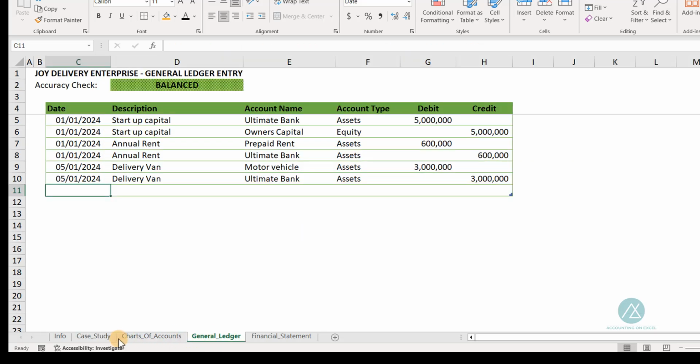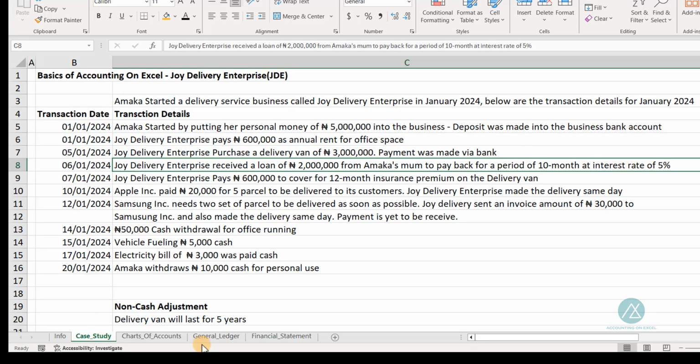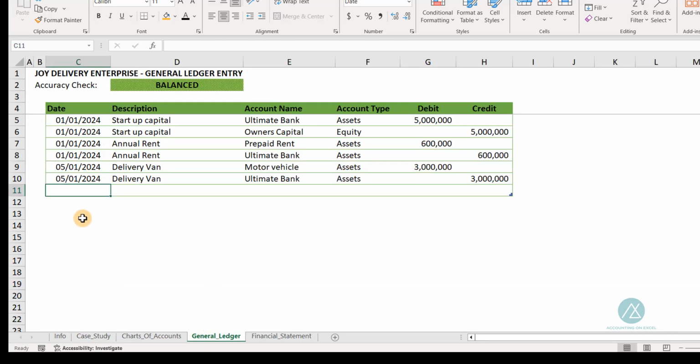So go to our general ledger, and this was made on the 6th of January. So on the 6th of January, loan from Amaka's mom. We just put it as loan from Amaka's mom. So she received a loan from Amaka's mom.